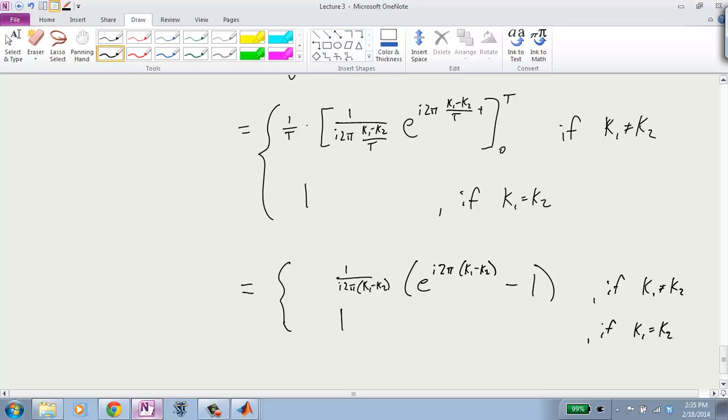Okay, and what is the top here? That actually equals 1, right? Because k1 and k2 are integers. That means that this is e to the i 2 pi times an integer, and that's always 1. So that means this whole thing equals 0, and that's what we need for orthonormal. Okay, so these are orthonormal basis.